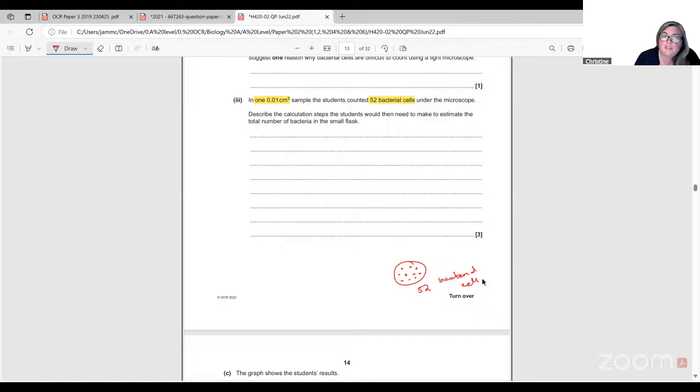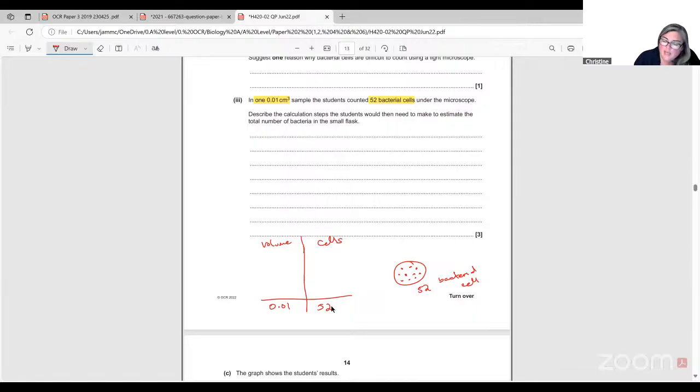The 52 bacterial cells that they're counting, they have assumed that each one of those represents a colony. So that's the important thing to remember: each colony represents one bacterial cell. They've counted the colonies as 52. They've then assumed that that is 52 bacterial cells that started the colonies off. Now what they're looking for you to do is say, right, if I have 52 in my 0.01, this is my volume, the number of cells that I had was 52.